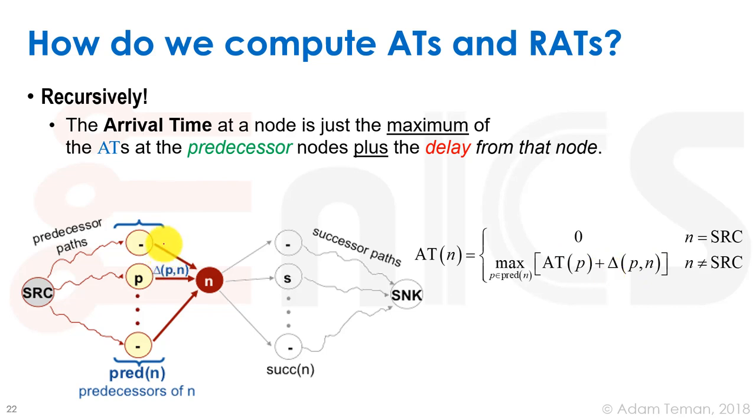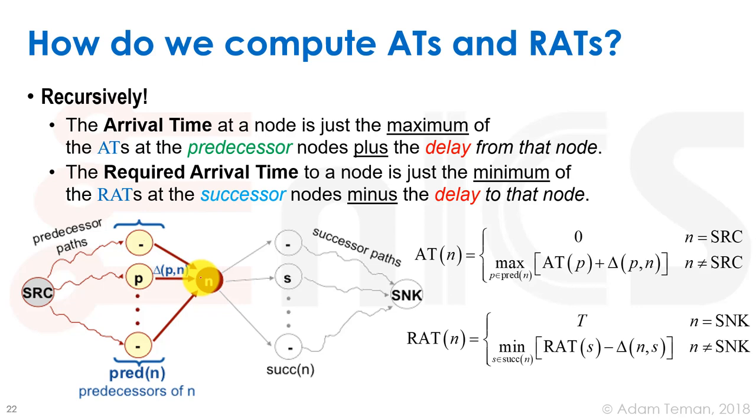So let's look at this graphically. We have all of these nodes here. They are the predecessors to n. They are all the nodes that drive the fan-in to n. So we look at each one of these. We already know recursively what its arrival time is, and we see the arrival time plus the delay of the edges, and we take the longest one of those. That is the arrival time at node n.